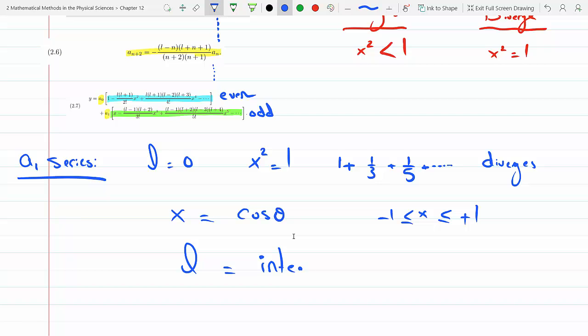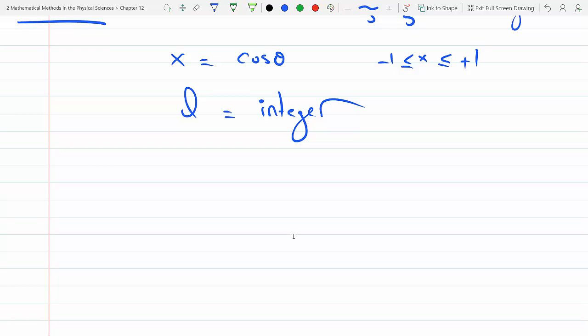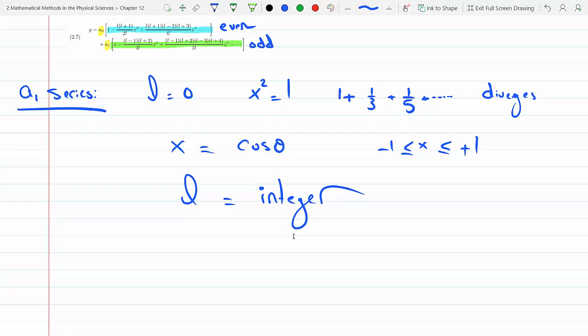Okay, let me explain, and this is where the Legendre polynomials come in. So for example, when L was 0, right, we looked at the a1 series and we said that it diverges, correct? That's for L equals 0. Okay, a1 series. Now let's look at the a0 series.